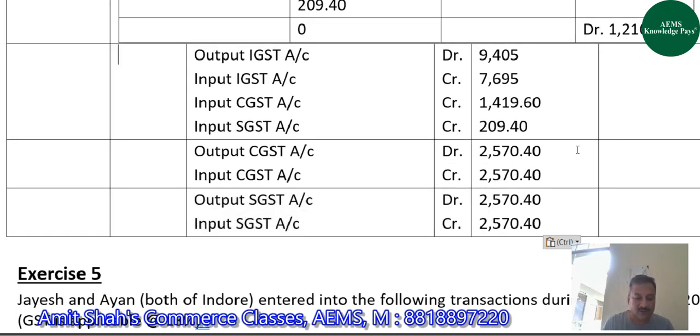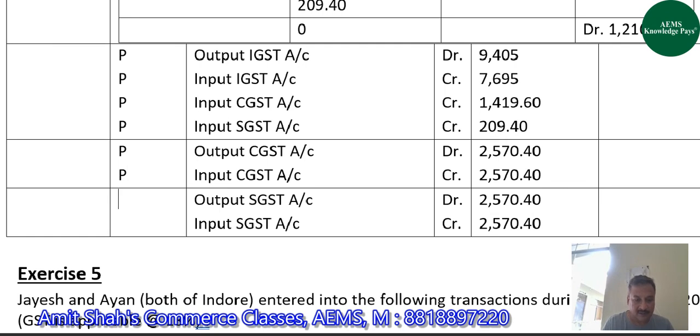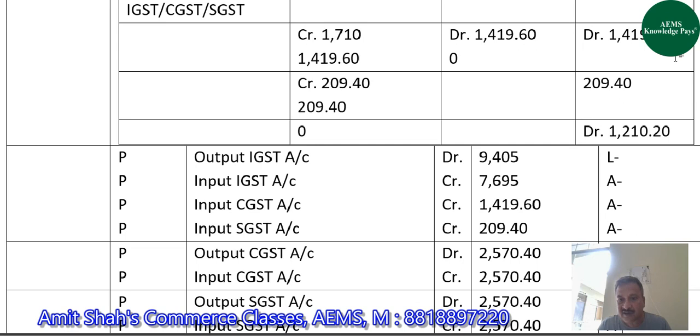ये समझ में आ रहा है गाइस आप लोगों को या नहीं आ रहा है? Yes. This is decrease in our liability. This is decrease in our asset, decrease in liability, decrease in asset. That's it. And after doing this, still we have debit balance in input SGST account of rupees 1,210.20. This is our asset. Am I clear?